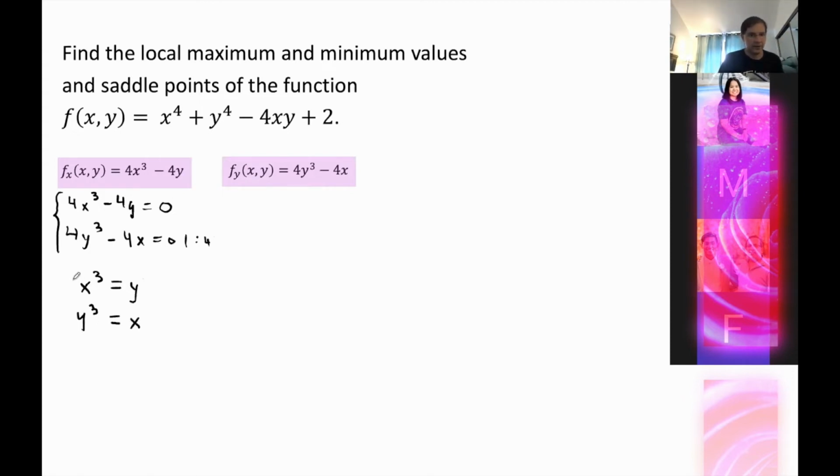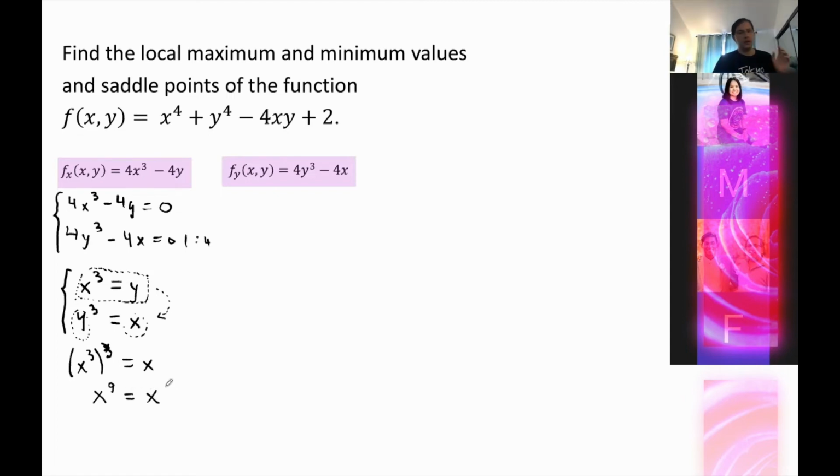Now let's say that y is equal to x cubed, and let's use this equation and substitute it into the second one. If y is equal to x cubed, then in the second equation, y cubed becomes x cubed, cubed again, and that is equal to x, the right-hand side of the equation. So I have really x to the 9 equals x.